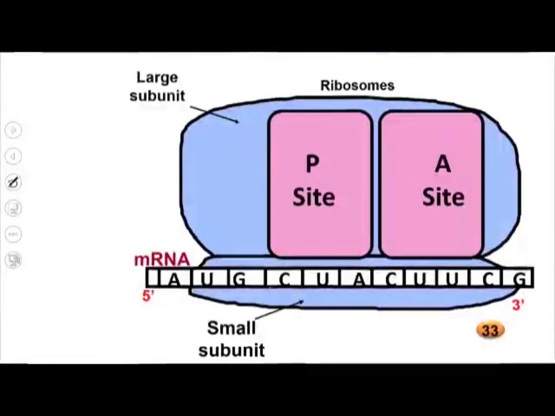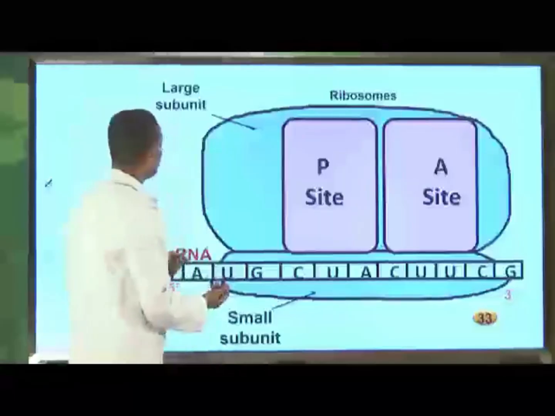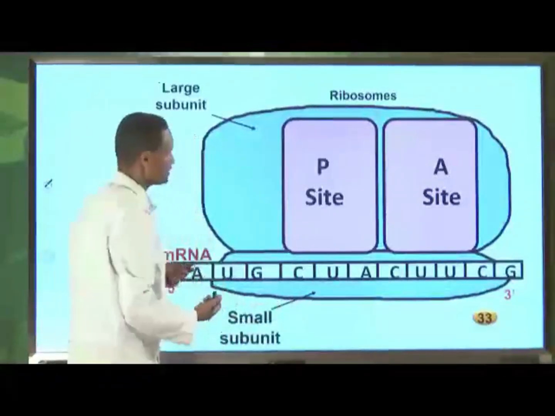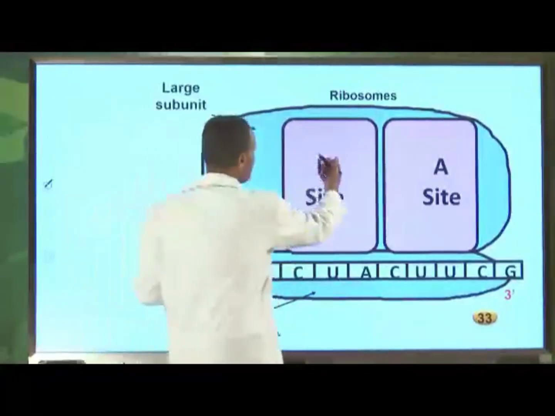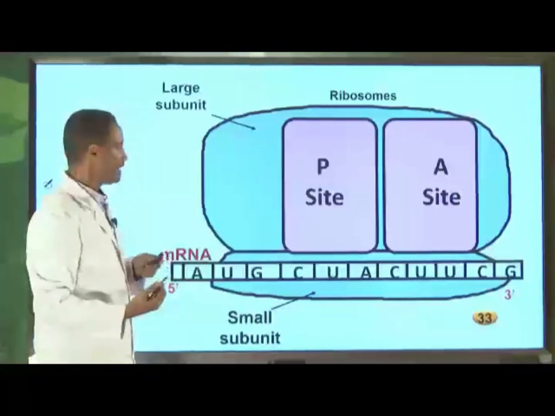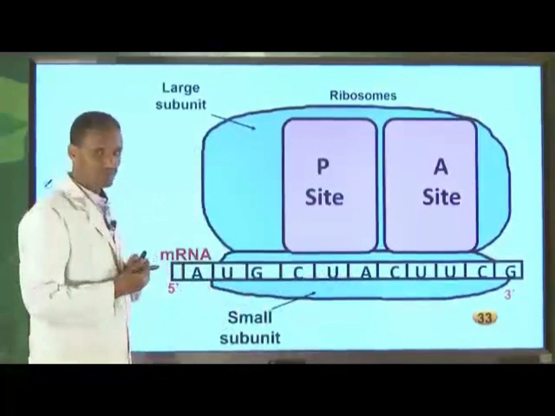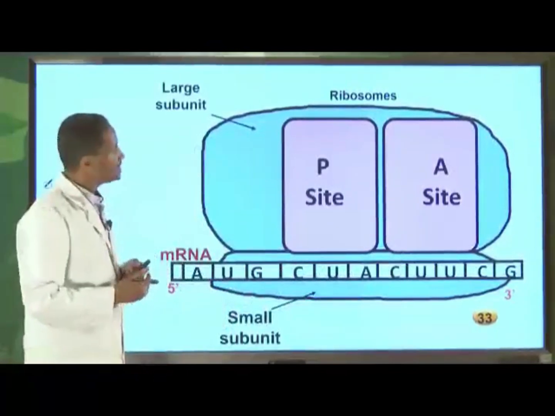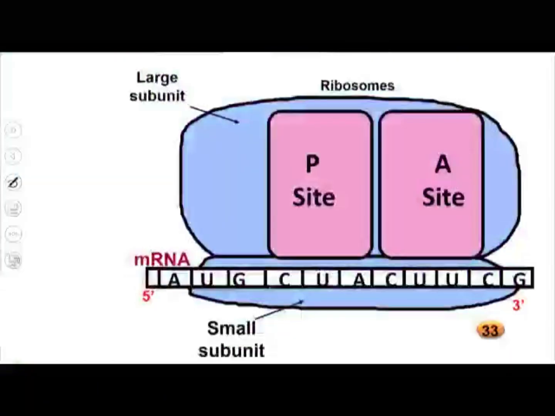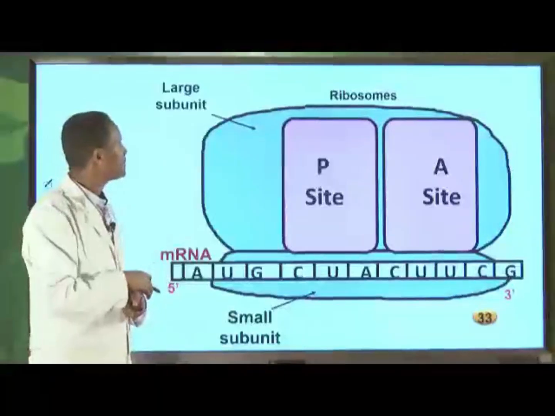Here, this is the large subunit of the ribosome, and this one is the small subunit, and these are the P sites and A sites on the ribosome. Here, the messenger RNA is inserted into the ribosome. Now, it is the turn of transfer RNA to bring the amino acid from the cytoplasm to attach to its complementary codon on messenger RNA.